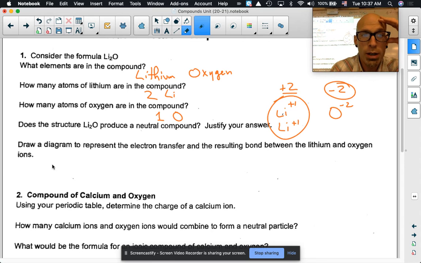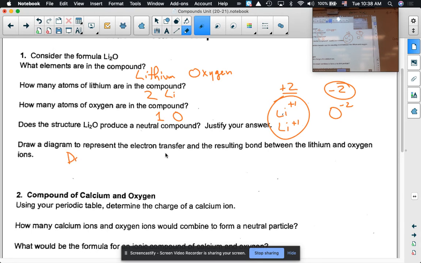Now the last part here, you're supposed to draw a diagram to represent the electron transfer. Use dot diagrams for this. Now I would use multiple colors if I were you, or you're going to have to use different shapes for the electrons. You'll see what I mean in a minute.